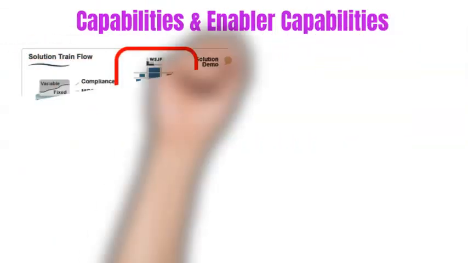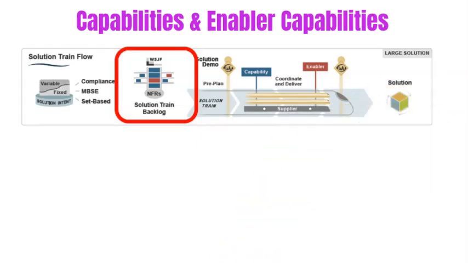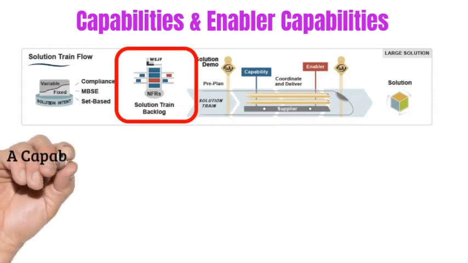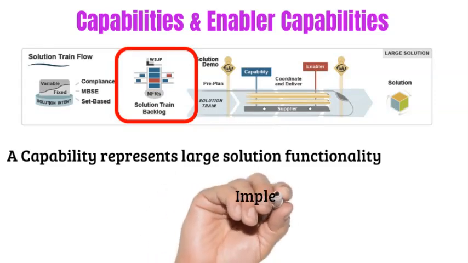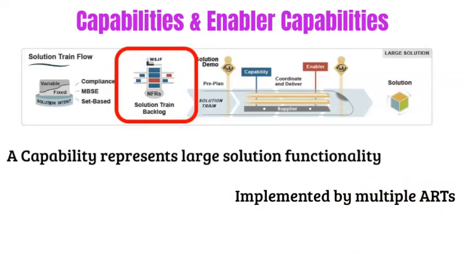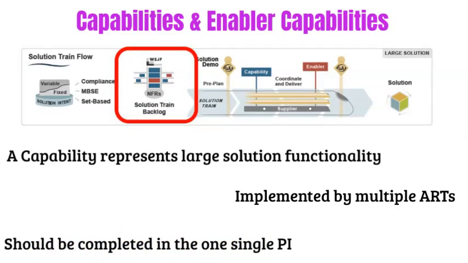Next come capabilities. Capabilities and enabler capabilities, again, you call them solution train epics. A capability represents a large solution functionality. When you talk about a large solution, you're talking about multiple trains, the solution train of trains. The capability is implemented by multiple ARTs, multiple trains, and it should be implemented in one single PI. That means capabilities cannot span multiple PIs.